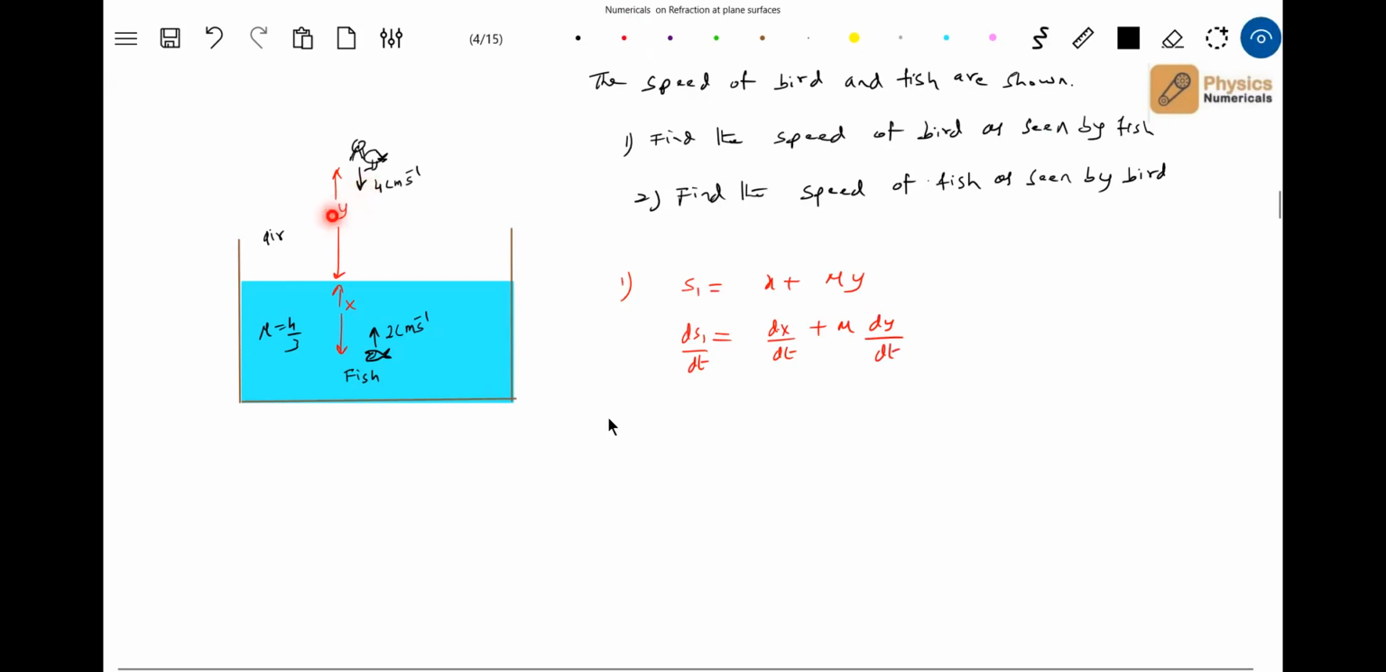Now look at this one. Is y increasing or decreasing? Y is decreasing, and x is also decreasing, so both will be negative. So v1 will be minus of this, which will be 2. X and y I'll measure with respect to the boundary. Both are decreasing, so both will be negative.